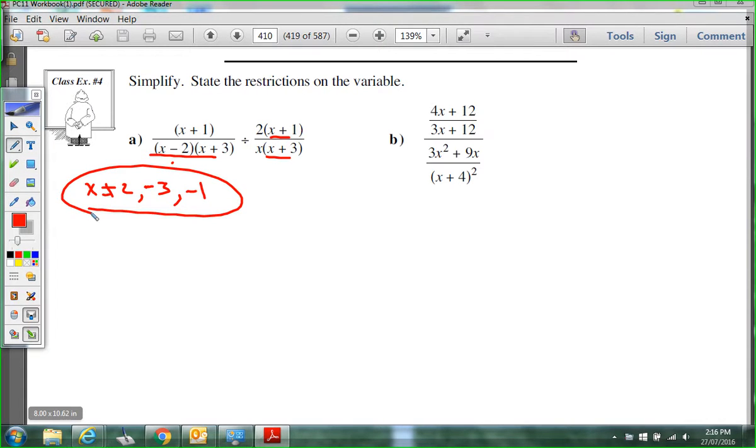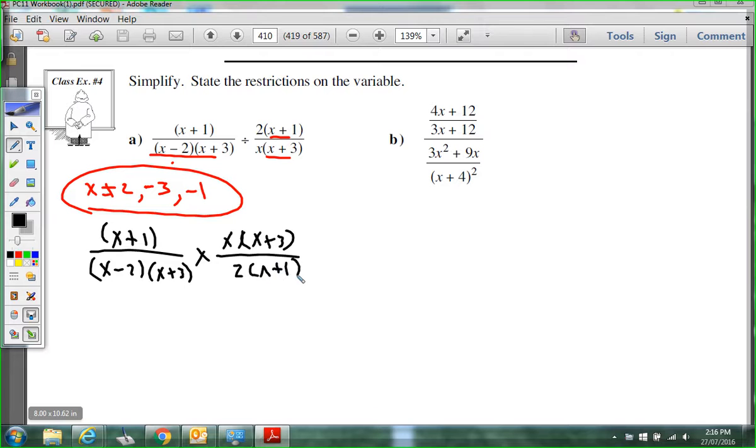Okay, so now in terms of the work on simplifying, first thing I'm going to do is flip it. And we can cancel these guys. This and this cancel because they're the same exact binomials. And this cancels. And so then what's left is your answer in simplified form. The top only has an x left. The bottom has a 2 times x minus 2. So this would be your simplified answer.